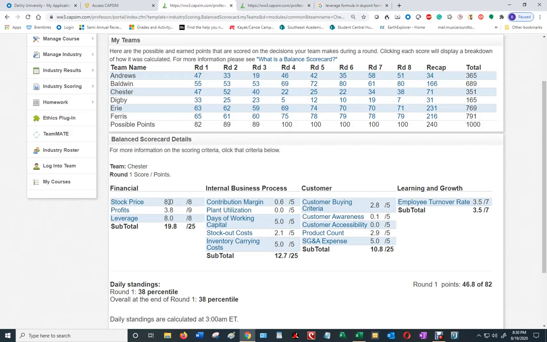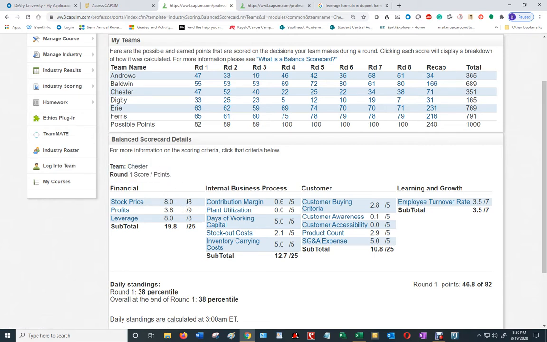What I would do is, for each round, I would have a column for stock price, one for profits, and another for leverage for the 8 simulations that you did. And this just shows what it is for week 1 right here, if this is for Chester, okay?